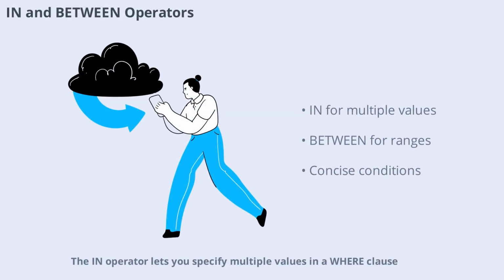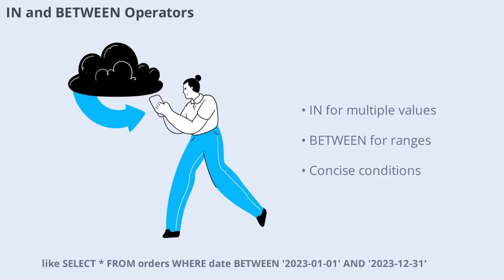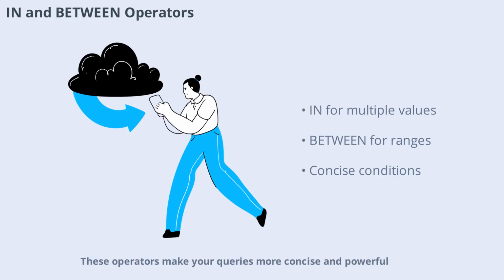The IN operator lets you specify multiple values in a WHERE clause, while BETWEEN checks for a range. For example, SELECT * FROM customers WHERE city IN ('London', 'Paris') finds customers in either city. BETWEEN is great for ranges like SELECT * FROM orders WHERE date BETWEEN '2023-01-01' AND '2023-12-31'. These operators make your queries more concise and powerful.